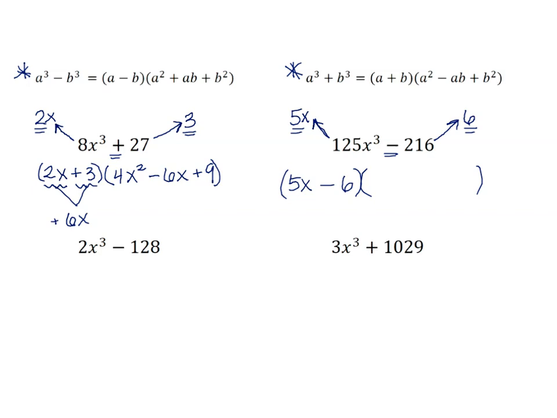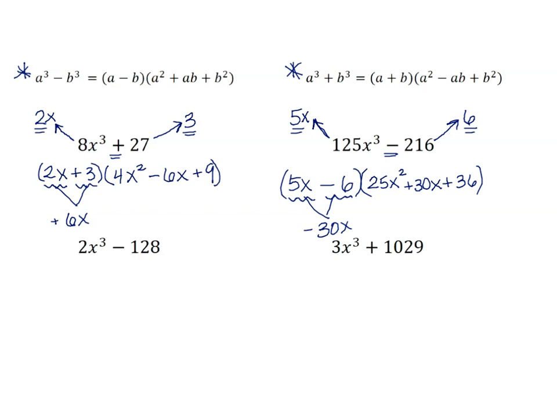Now to get my trinomial, I'm going to square that first number in the binomial to give me 25x squared. I'm going to do the last term here. I'm going to square my last term, or square the negative 6 to give me positive 36. And now to get the middle, I'm going to multiply these together, which is negative 30x, and take the opposite. And I'm done.